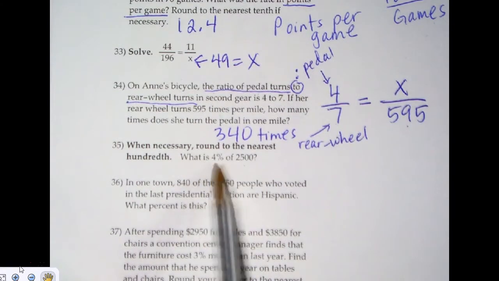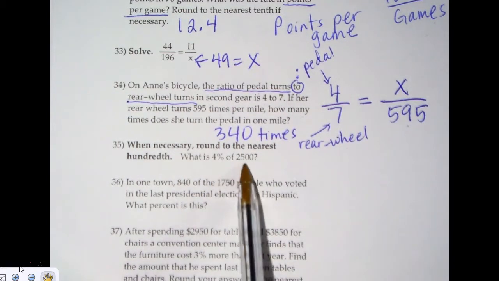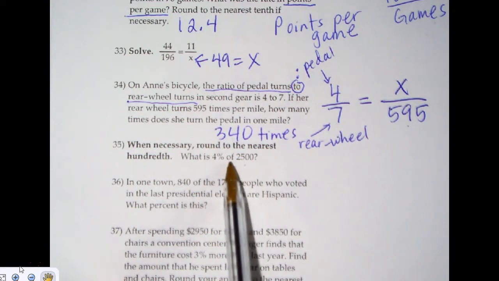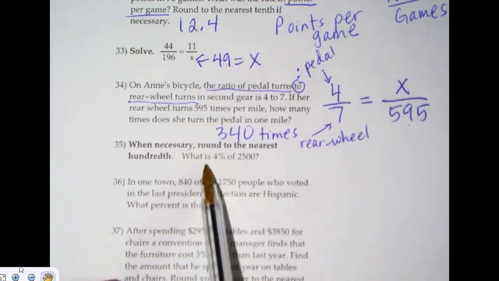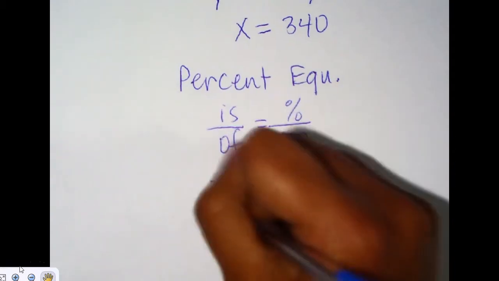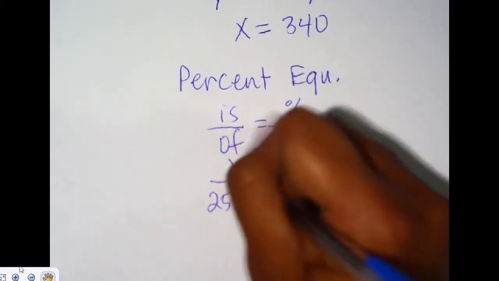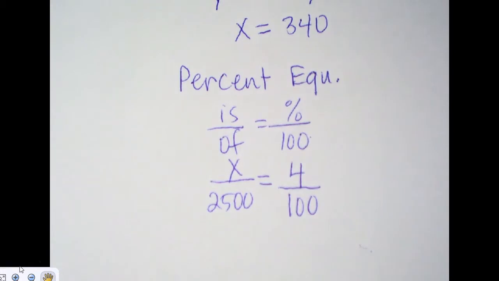So we go back to the word problem. What is 4% of 2,500? So because the of is my 2,500, I'm still figuring out what is, okay? So I'm going to put 2,500 here. X is my is, okay? And I think that's a little blurry. All right, that should be better.